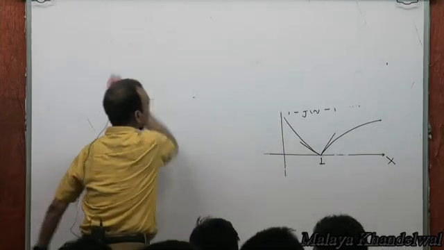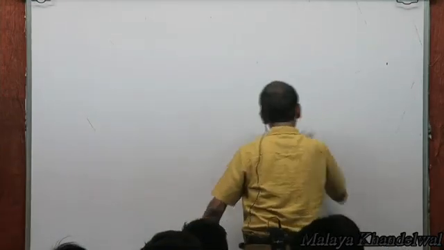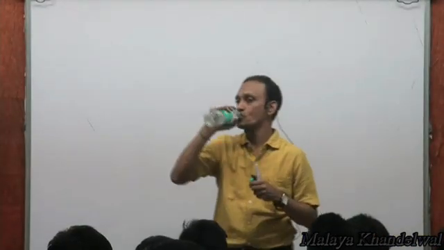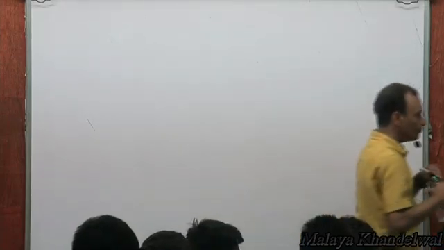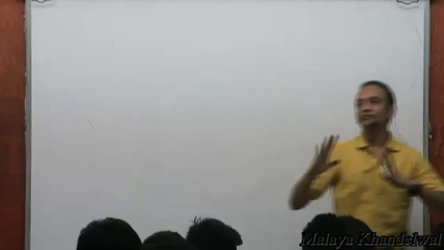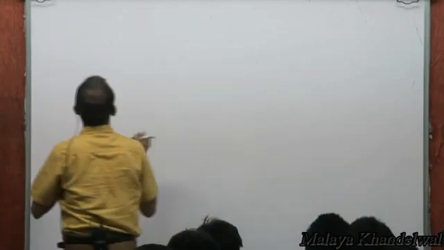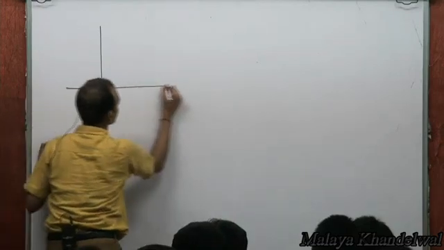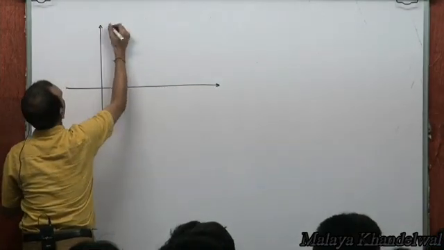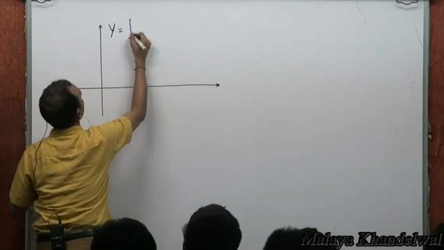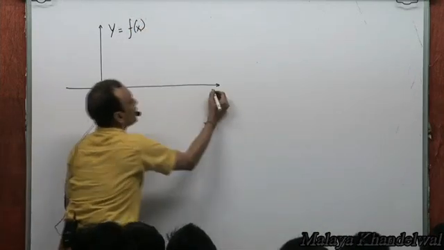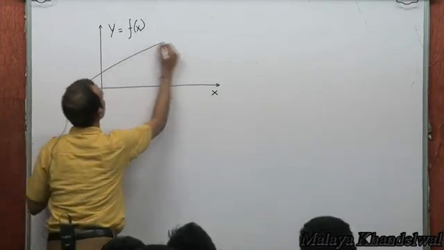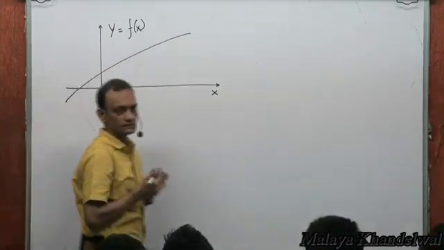Now, another important transformation with which we will have to deal time and again. Say someone gave you the graph of y equal to f(x). So this was the graph of y equal to f(x) versus x.